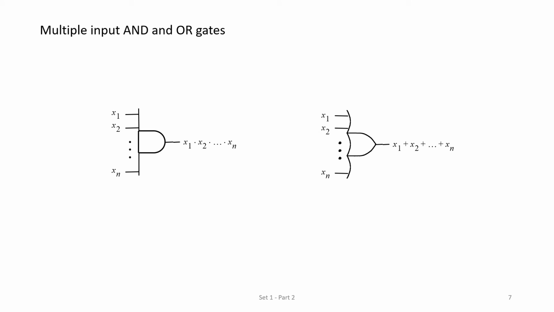Here we have the corresponding symbol for an n-input OR gate. Again, the inputs are X sub 1, X sub 2, up to X sub n. The output is X sub 1 plus X sub 2, all the way up to plus X sub n. Here is something for you to do. Write the truth tables for 3-input AND and OR gates.